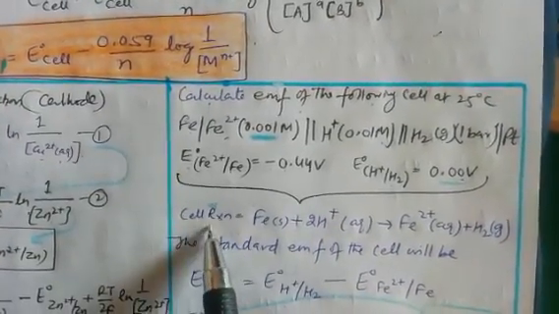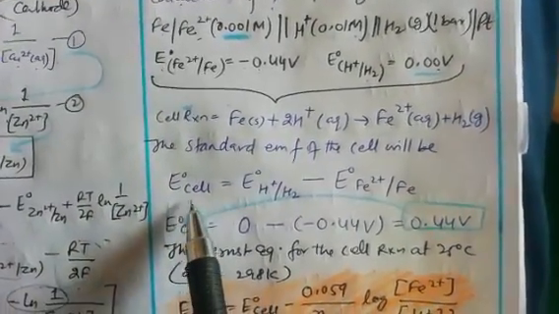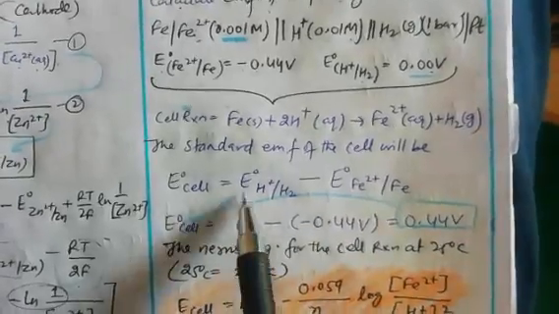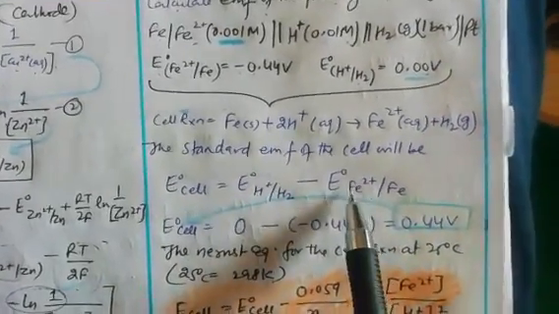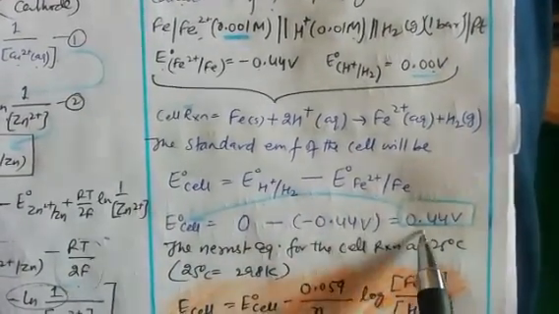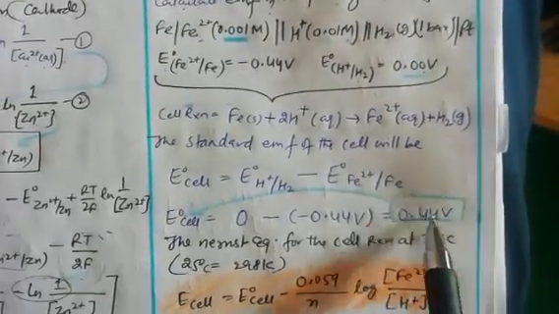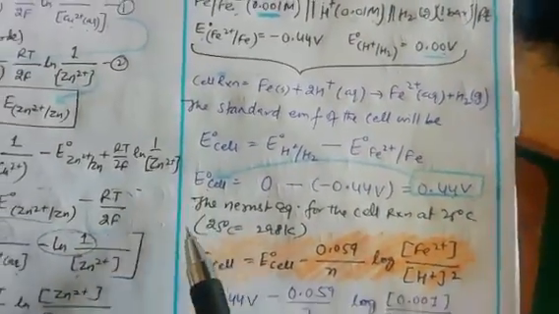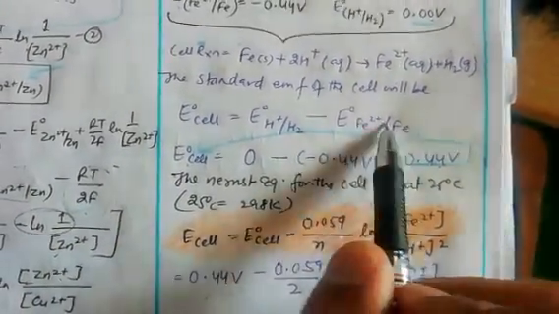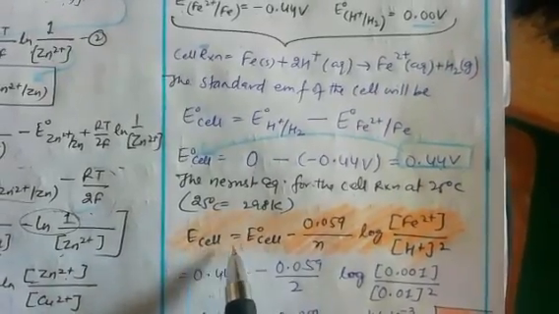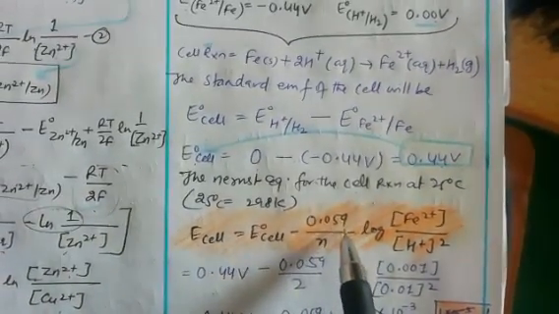Okay, so you know about the cell reaction. This you know very well: right minus left. So the right side value is 0 volt, and the left side it is minus 0.44. It becomes 0.44 volt. Now this is the value of the cell potential. Okay, so when we are using the Nernst equation in this cell, the formula of the Nernst equation is E cell is equal to E naught cell minus 0.059 upon n.